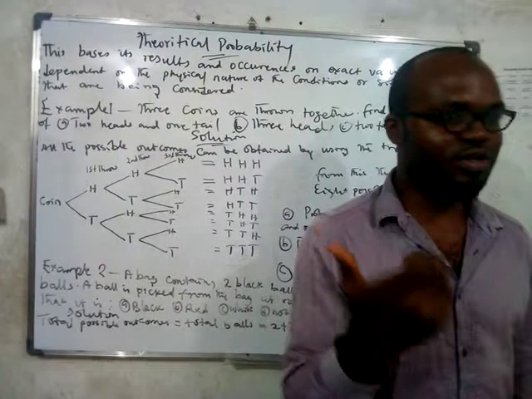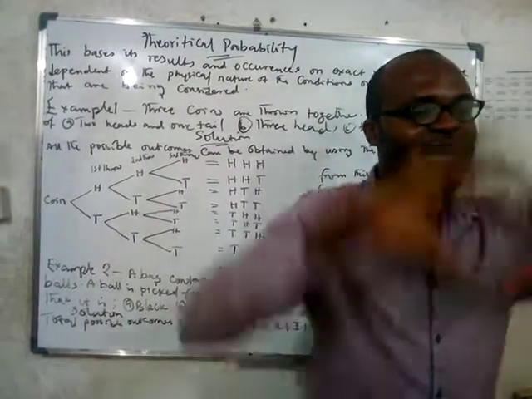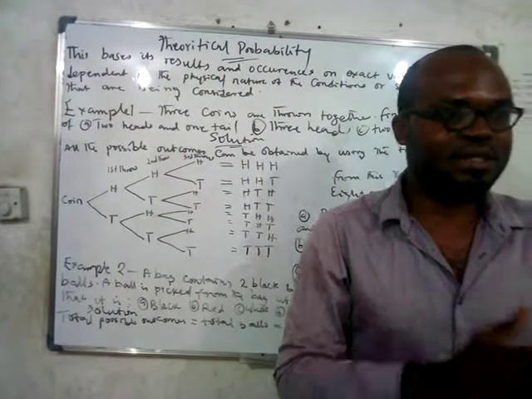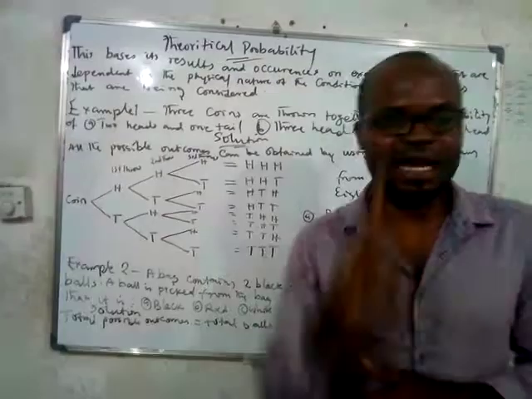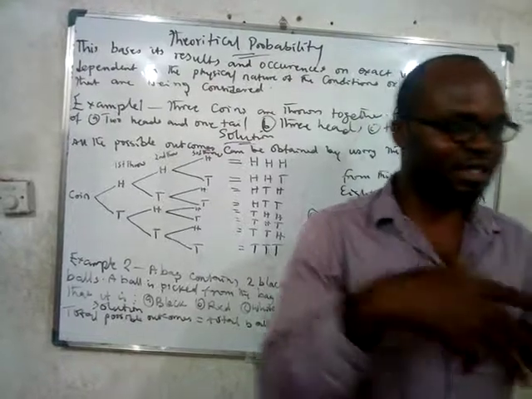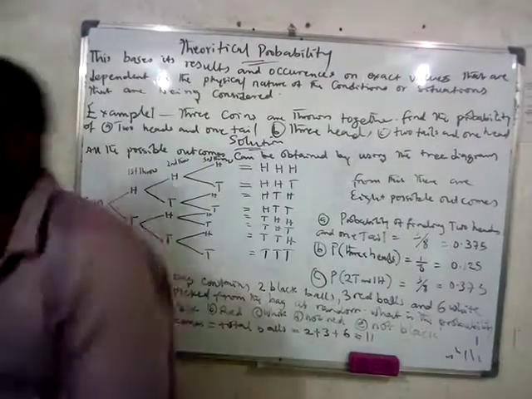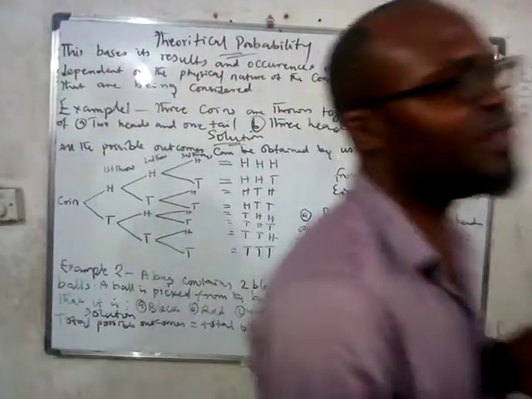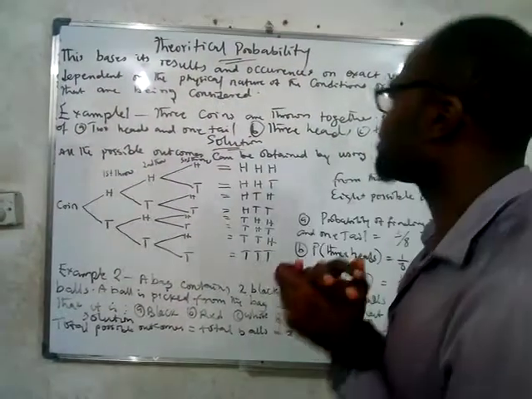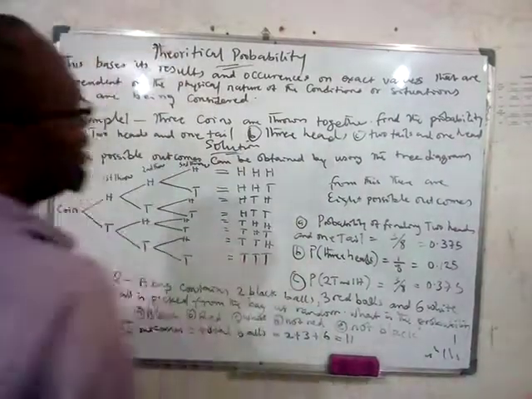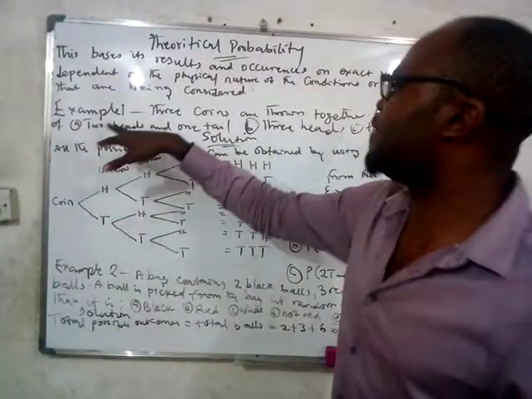That you use in playing Ludo, is it not? Every die has how many sides? Six. You have the side that has 1, the one that has 2, the one that has 3, up to 6. So your probability calculation is based on the state. It's based on the physical state of the object.